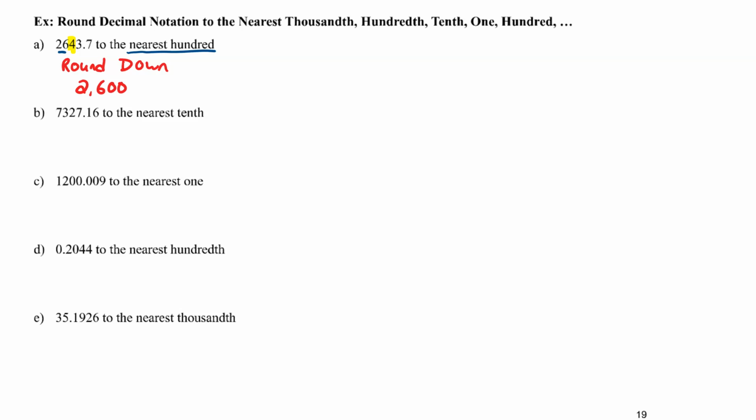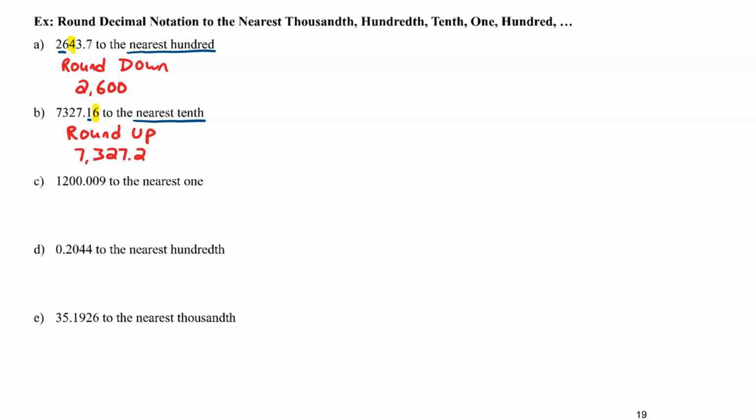Part B, we're rounding to the nearest tenth. The tenth is behind our decimal, which is the 1. If we look at the digit right beside that, we have a 6. So 6 is bigger than 5, and we're going to round up. When we round up, we end up with 7,327.2.